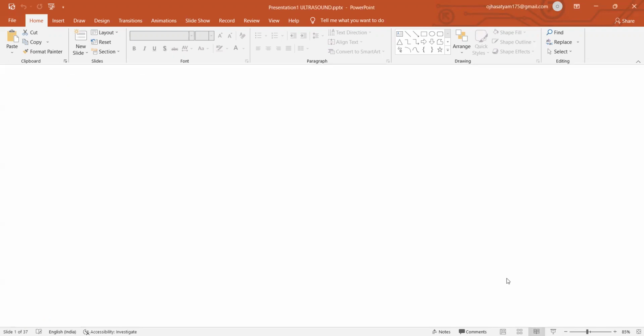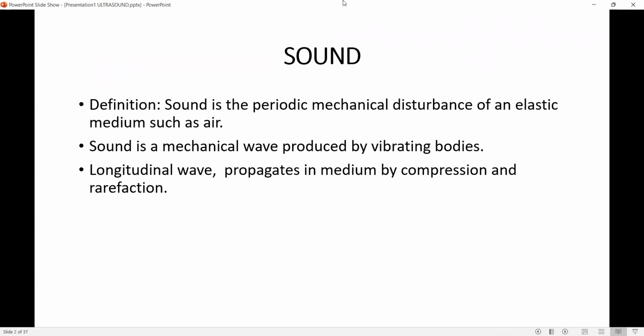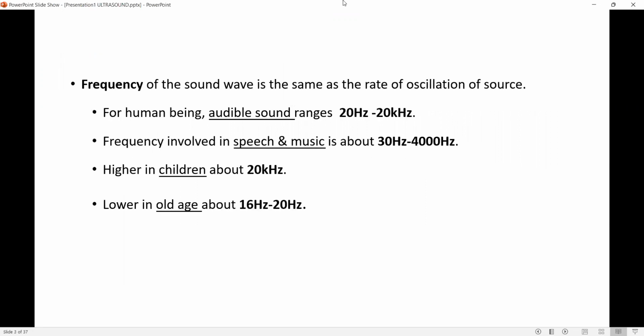Hello, today's topic is ultrasound. What is ultrasound? Ultrasound is the periodic mechanical disturbance of an elastic medium such as air. Sound is a mechanical wave produced by vibrating bodies. A longitudinal wave propagates through a medium by compression and rarefaction. The frequency of the sound wave is the same as the rate of oscillation of the source.